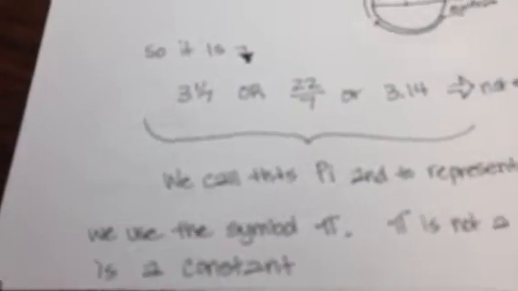All right? So the circumference formula, which you need to commit to memory: circumference, C equals pi times diameter. Remember, when they're right next to each other, you multiply. So they're going to give you a few examples.